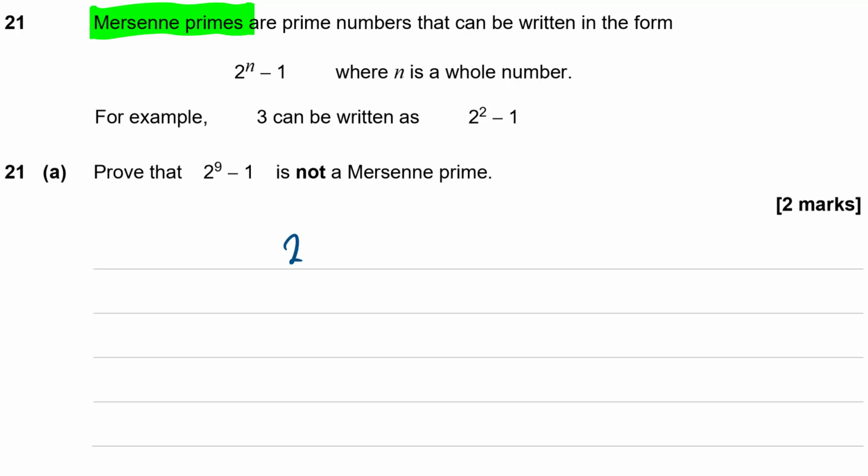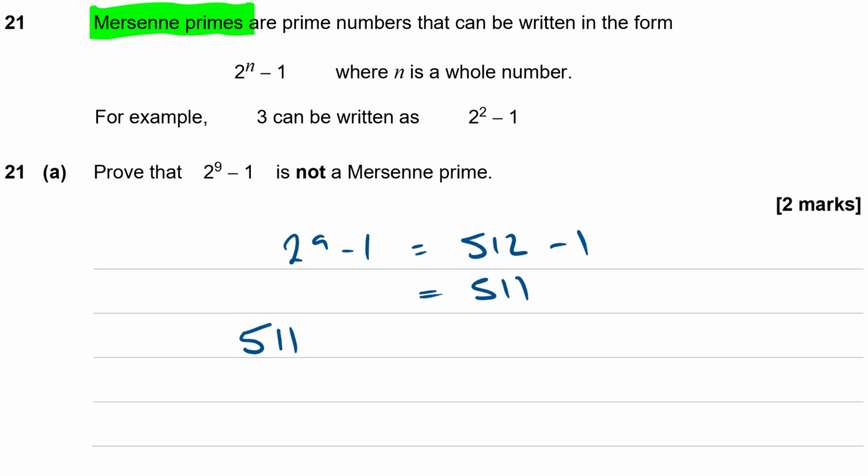So 2 to the 9 minus 1 is 512 minus 1, which is 511. Is that not prime? Now, if 511 is a prime, then it's clearly a Mersenne prime, but is it a prime? Can you think of any numbers that multiply together to give you 511? Well, I don't know actually. Let's see if we can find out.